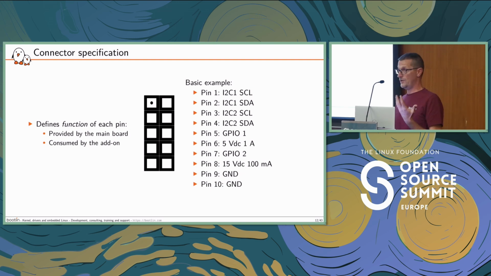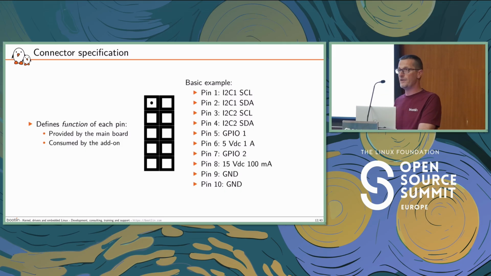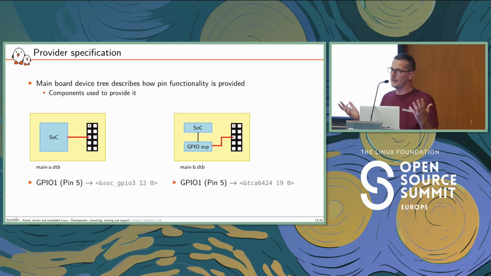So the connector itself is a contract, so it needs a specification to describe what it provides and what can be used by the add-on. And this specification is, for what is relevant for the operating system, mainly describing pins. So in this trivial example in picture, you have a connector with pin 1 and 2 are an I2C bus, pin 3 and 4 another I2C bus. Then you have on pin 5 a GPIO, which we call GPIO 1. That's just a name to mention that pin, and GPIO 2 is on pin 7, then you have some power rails and some ground. So that's the idea. In real cases, you will have more pins, but the idea is still the same.